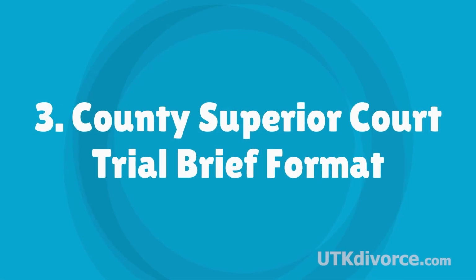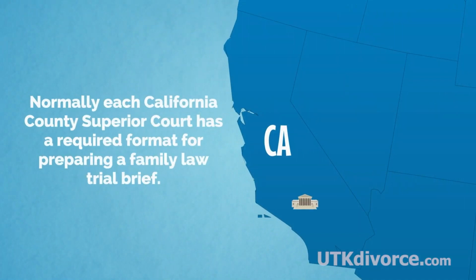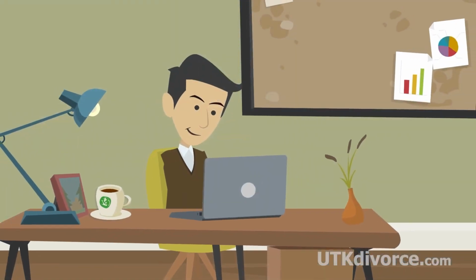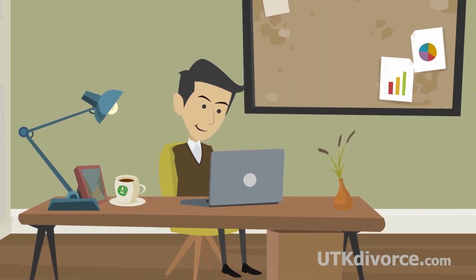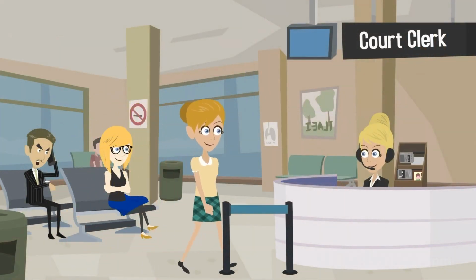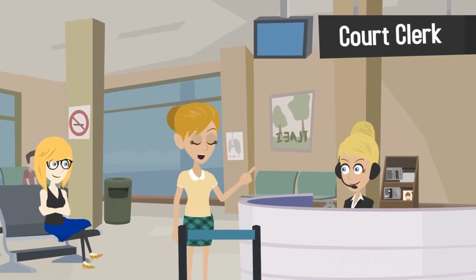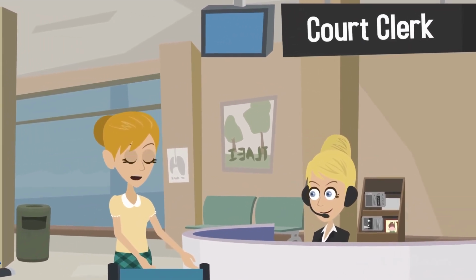3. County Superior Court trial brief format. Normally, each California County Superior Court has a required format for preparing a family law trial brief. Check online to see if your County Superior Court website offers the required trial brief format online. Most counties normally do. You can check in person with the clerk of the Superior Court where your family law case is taking place to see if the court offers a hard copy of the required trial brief format.